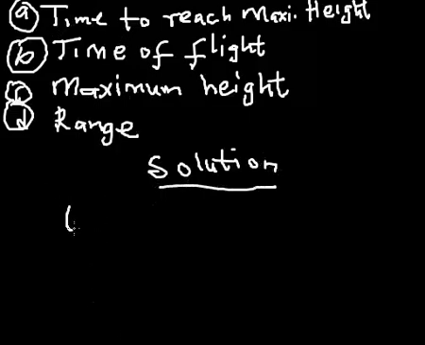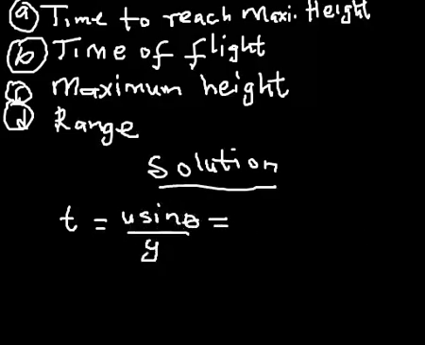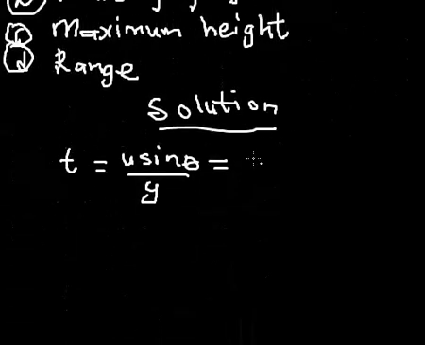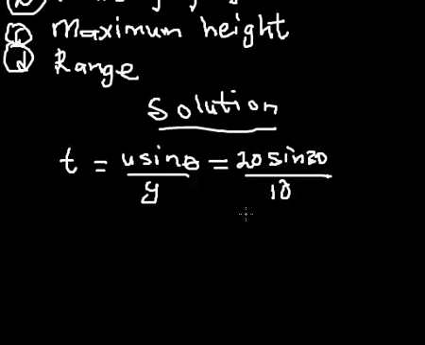For the time to reach the maximum height, that is the small letter t, this time around you just use u sin theta all over g. So in the question, our u is 20 meters per second, so that's going to be 20 sin 30 all over 10. If we do this, sin 30 is 0.5, 0.5 multiplied by 20 is 10, divided by 10, so that is 1 second. So the time to reach the maximum height is 1 second.